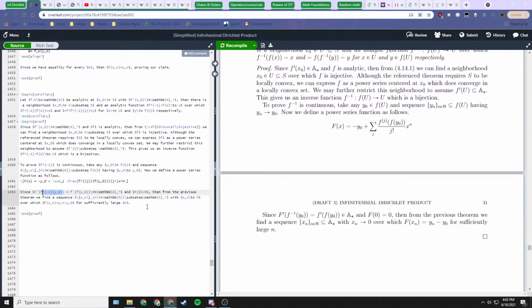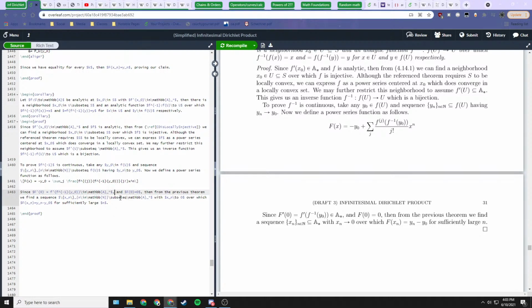Actually, this should be f prime at 0. This should also be f inverse. This will be f prime at 0 is f prime at f inverse of y0, which is in A star. Okay. It follows that f, sorry. Oh yes, okay. Since f prime at 0 is in A star, then f is locally injective.